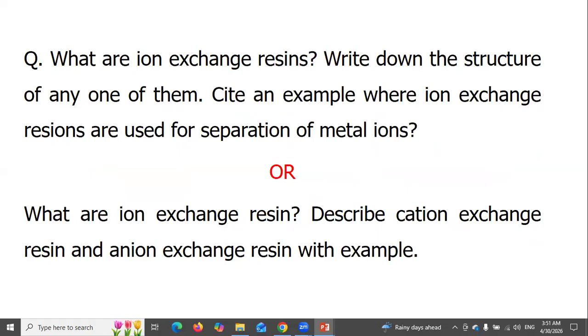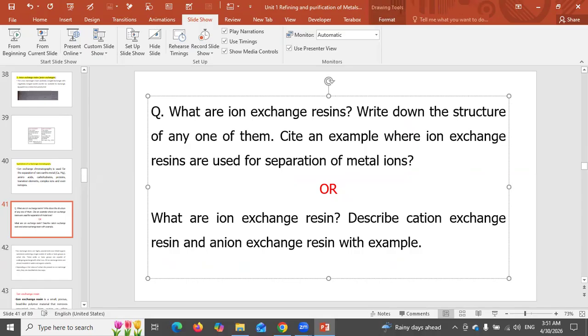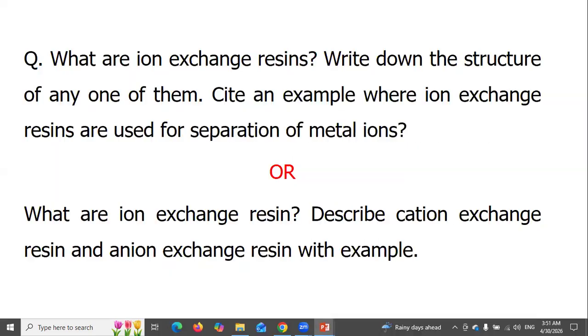What are the ion exchange resins? Write down the structure of any one of them. Cite an example of where ion exchange resins are used for separation of metals. Or, what are the ion exchange resins? Describe cation exchange resin and anion exchange resin with example.